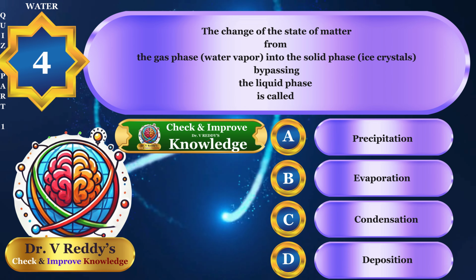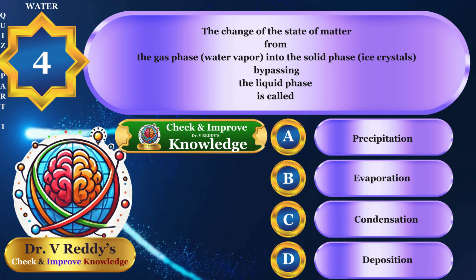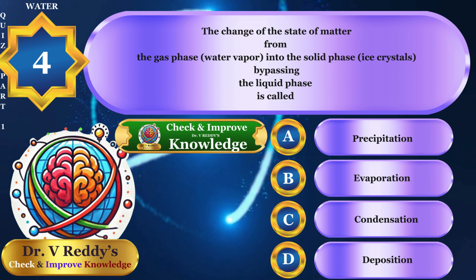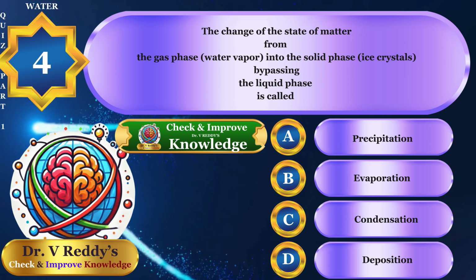Four. The change of the state of matter from the gas phase, water vapor, into the solid phase, ice crystals, bypassing the liquid phase is called A. Precipitation, B. Evaporation, C. Condensation, D. Deposition.